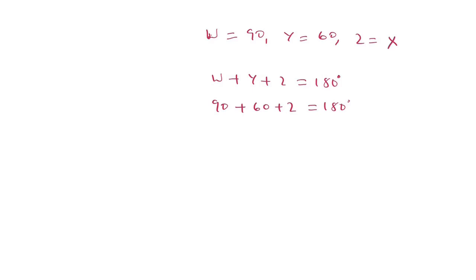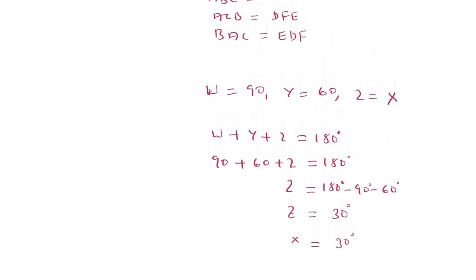Let us now combine the like terms. We are having Z equals to 180 minus 90 minus 60, of which after solving the values, we are getting Z equals to 30. And also, we say that X equals to 30 degrees. And those are going to be our answers.